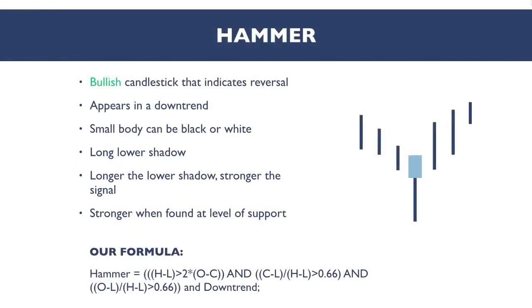The hammer candlestick is essentially the same as the hanging man, but it must appear in a downtrend. This is a bullish one candle pattern that indicates a possible reversal. So the hammer, just like the hanging man, must have a small body, which can be black or white, and it must have a long lower shadow. The longer the lower shadow, the stronger the signal.